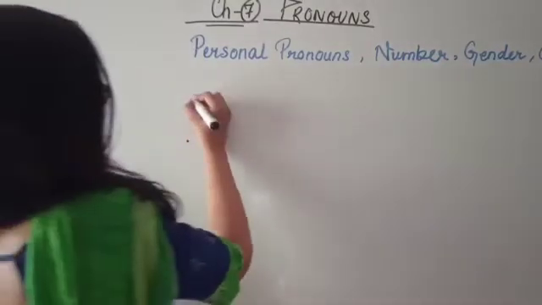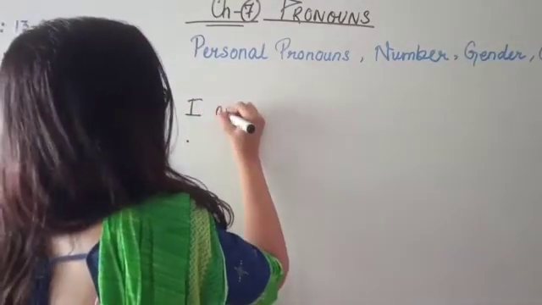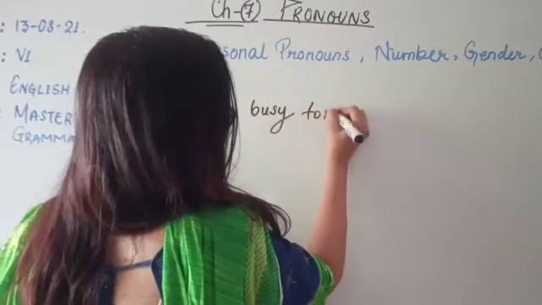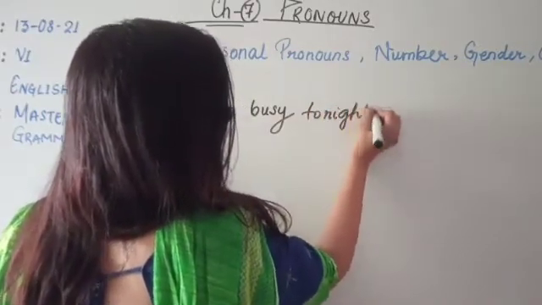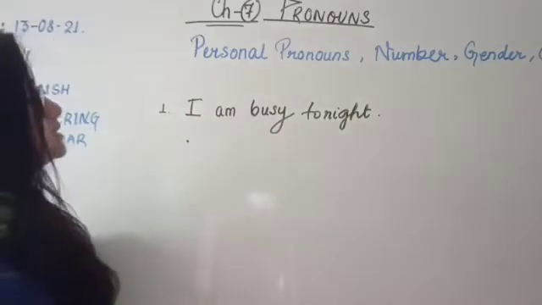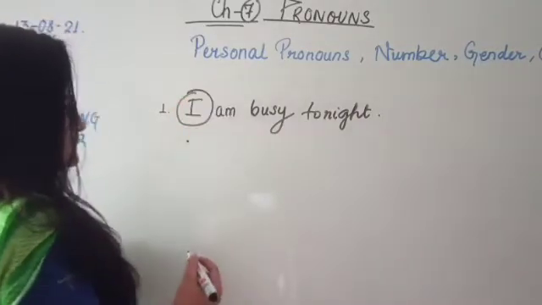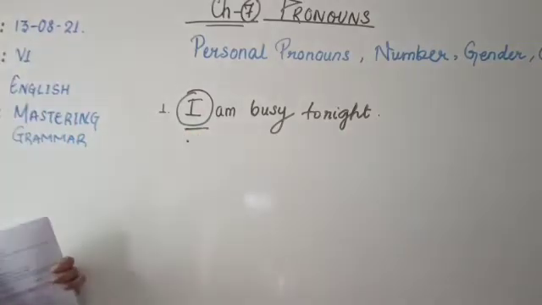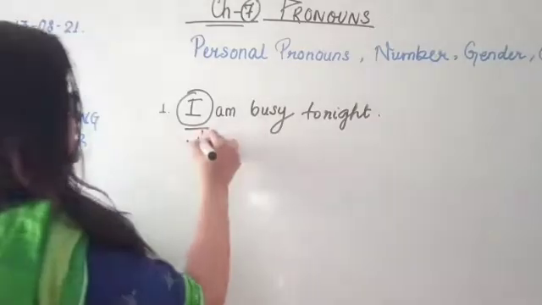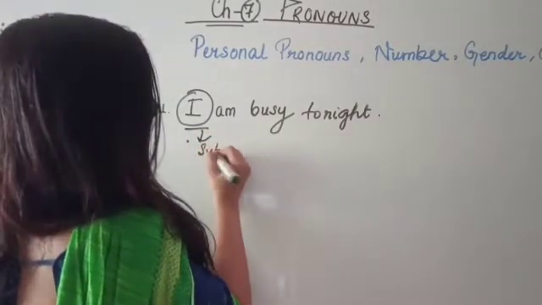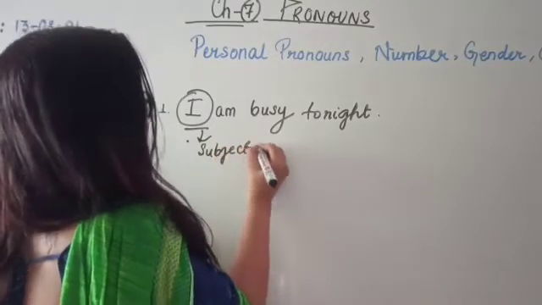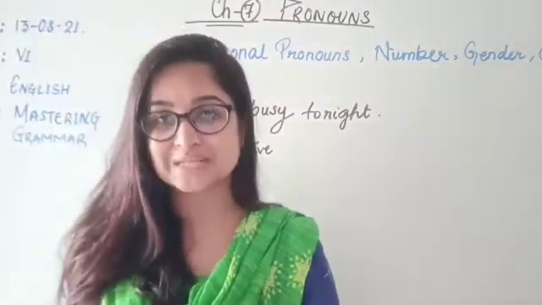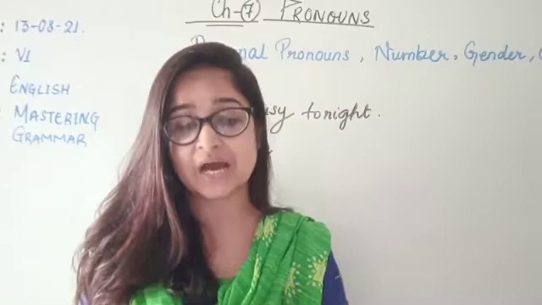Like if I say, "I am busy tonight." Yes, I am busy tonight. Full stop. Number one, this word I is in the subject part. So here the case will be subjective. For this pronoun the case will be subjective. So the pronouns which are used as subjective case are she, he, I and you.